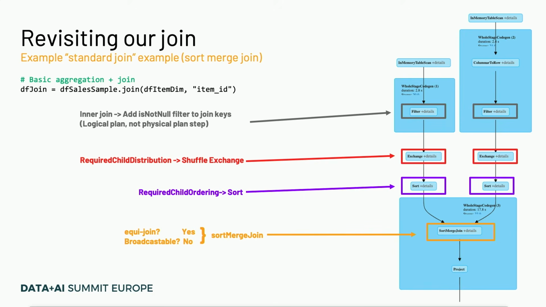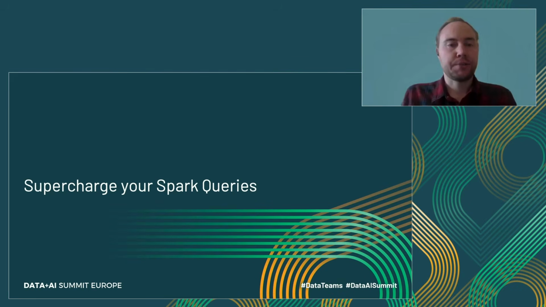So this really should give you all the information you need to see what is going on when looking at the query plan of a join. In the last section of this presentation, I quickly want to go over a couple of real-world scenarios of Spark queries that can be optimized by looking at the query plan.